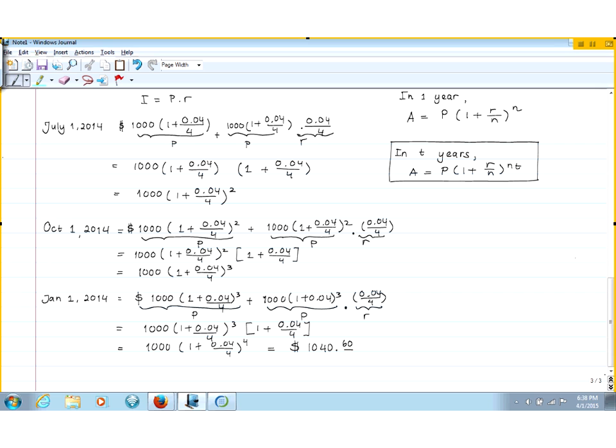Okay, so anyway, let's do some more examples. I'm going to use a different page.